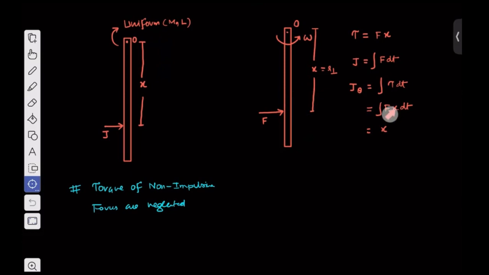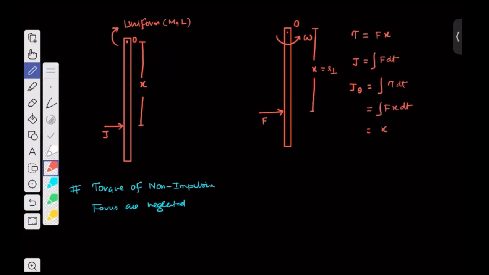So this x is something which is going to be a constant, so it can be taken out of the integral. So we'll be getting x into integral of F dt. And what exactly is the integral of F dt? Is it not the impulse of that force? So the angular impulse is going to be equal to x times J. I hope all of you understood this.